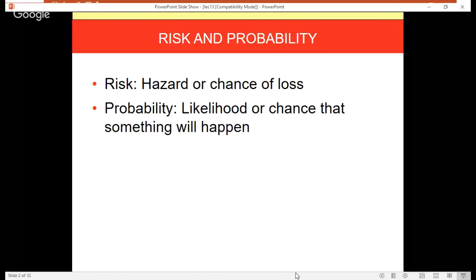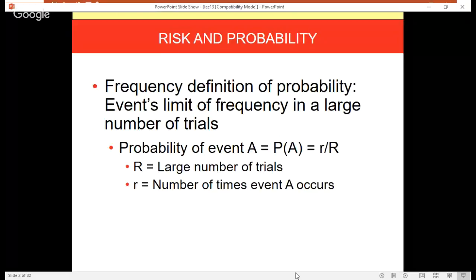And probability, we talked about that the first day, the likelihood and chance that something will happen. Right? Our frequency definition of probability, events that limit the frequency of a large number of trials. So the probability of an event, we'll call it A, we're going to denote it P of A. And it's simply the number of times that an event will occur, in this case, event A, over the total number of trials. And hopefully that'll be a large number to give us what we call the law of large numbers. In other words, put us close to the actual probability.